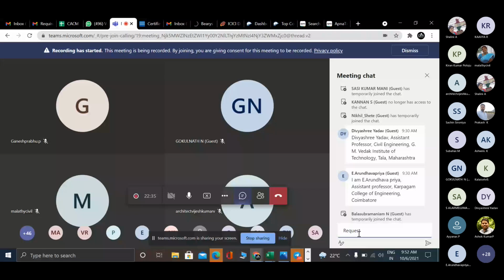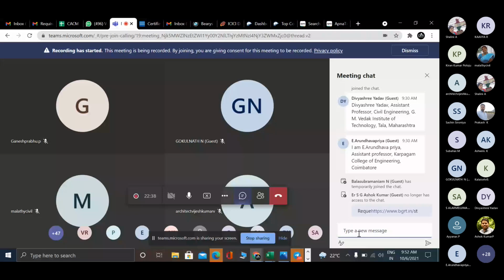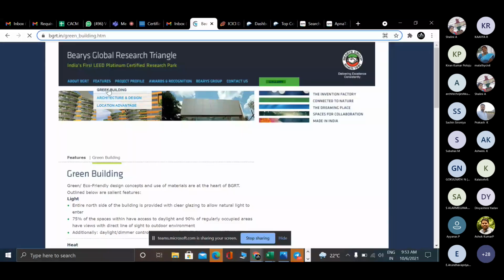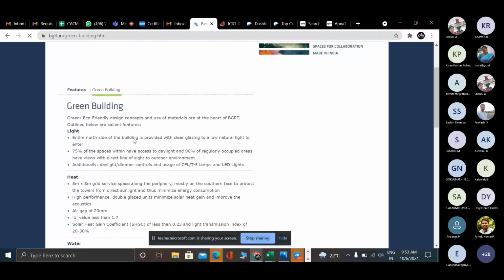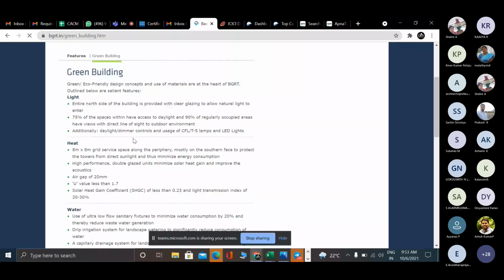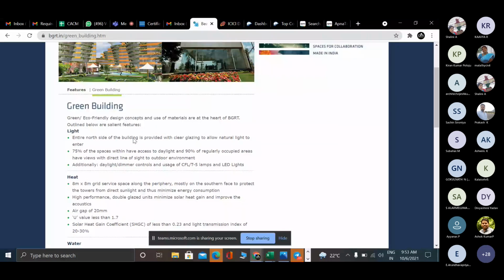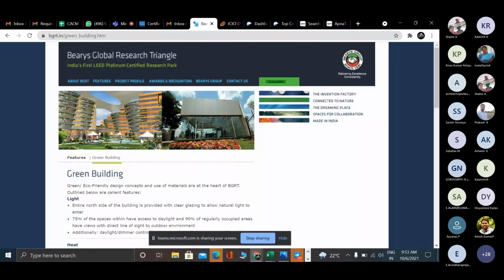See, this building is situated in Bangalore. It is loading. Give me a second. Salient features I will just read. Green and eco-friendly design, and use of materials. The building name is Biocon's Global Research Triangle. It's a wonderful building, and it is a platinum rated building. What are the salient features? I will just read it out. First, I will read about the features.